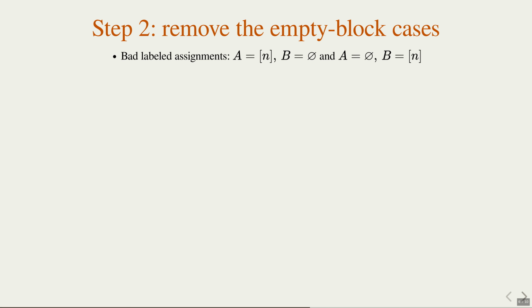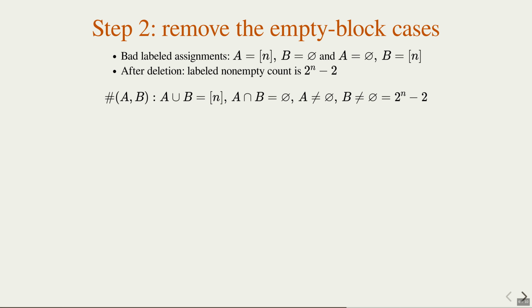Now, we enforce the rule that both blocks must be non-empty. This is the easiest correction. We literally delete the illegal assignments. There are exactly 2 ways to make one block empty. Put everyone in A or put everyone in B. So from 2 to the n labeled assignments, we subtract those 2 forbidden extremes, leaving 2 to the n minus 2. This line is just packaging the story into one count: labeled, disjoint, covering all elements, and both non-empty.